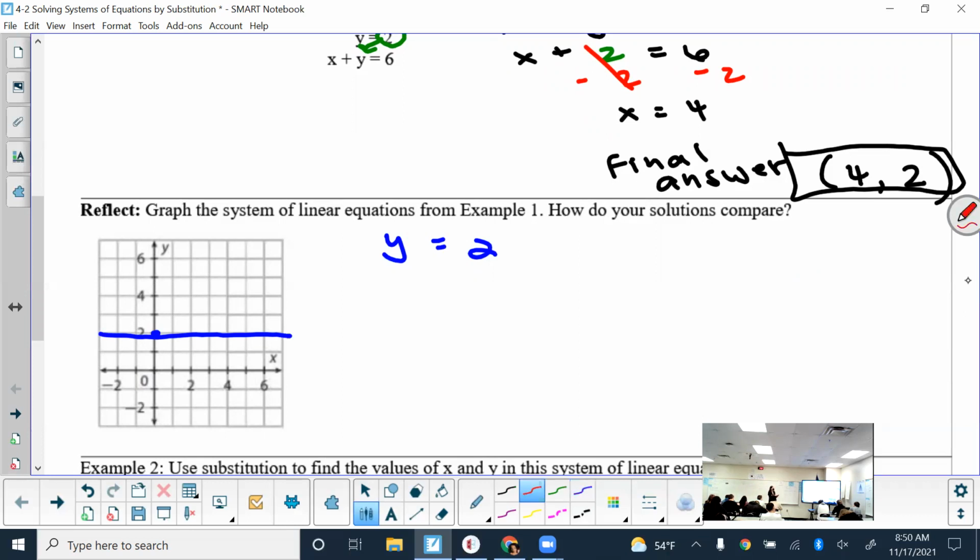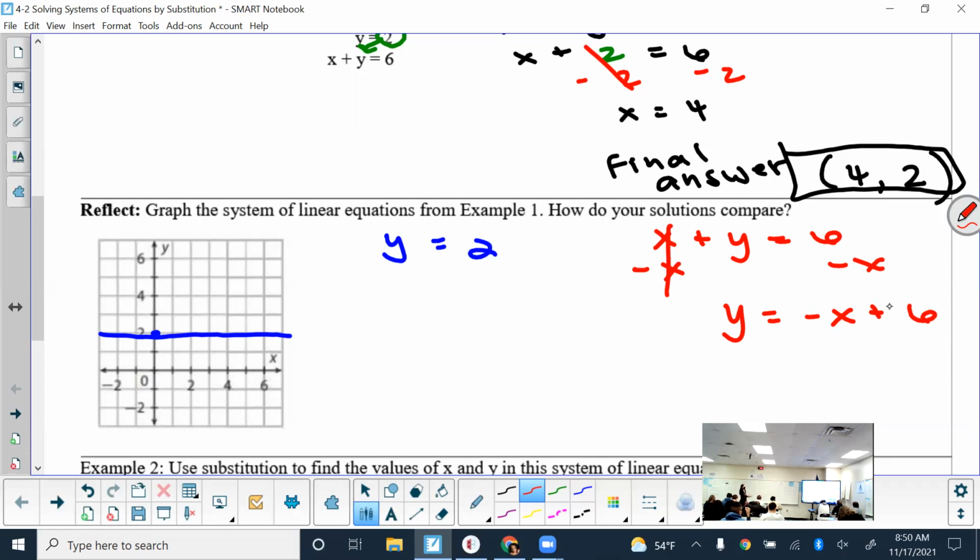All right, and then the other one was x plus y equals 6. Is that in slope-intercept form? Y equals mx plus b form, is it? How can I make it that form? Good, do that on each side. And y equals in slope-intercept form. Good, and now graph this one.